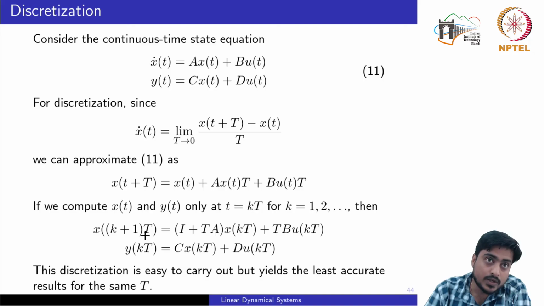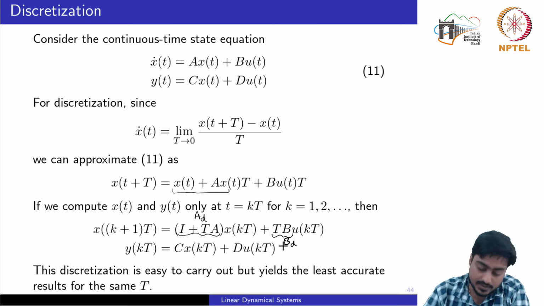Then I could write x of (k+1)T is equal to, if I combine these two parts, it would give me (I + TA) x(kT) + TB u(kT). Similarly this part. So this matrix is defined as the discrete time A matrix of this continuous time A matrix. This is B_D. Let's denote it as the discrete time B matrix. There won't be any effect on the C and D matrices in the discrete time, which are similar to the continuous time matrices.